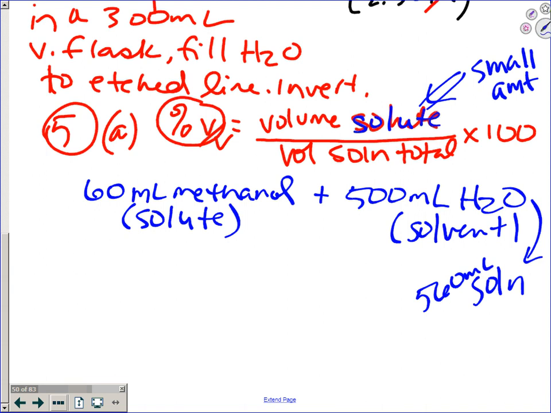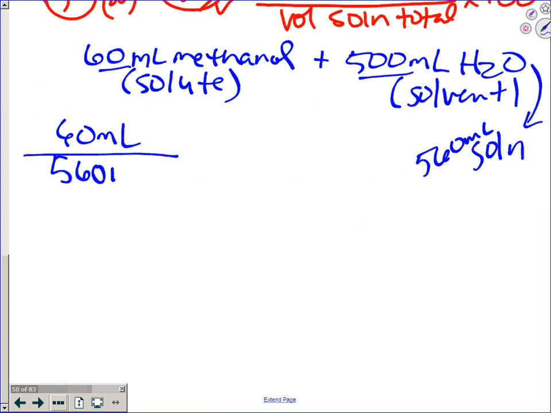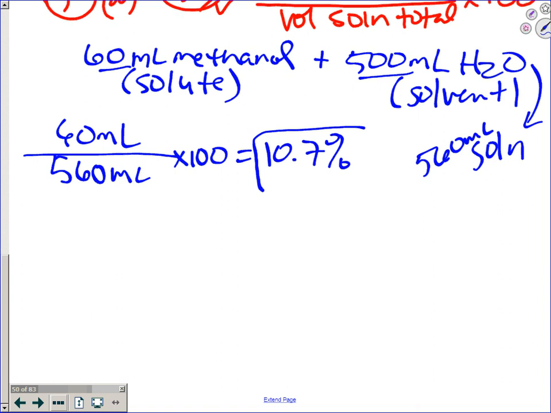Good. So now how do I set this up? 60 milliliters divided by 560, which is the total between these two, times 100. And what's your percent? 10.7? So that was a volume by volume. You just had to make sure you were putting the total volume on the bottom. You guys go ahead and do B. You see B there, right?